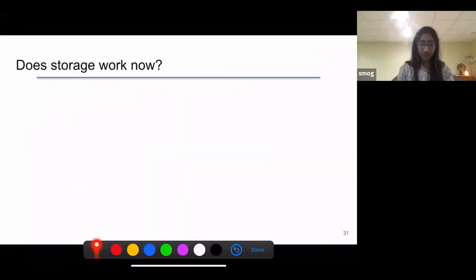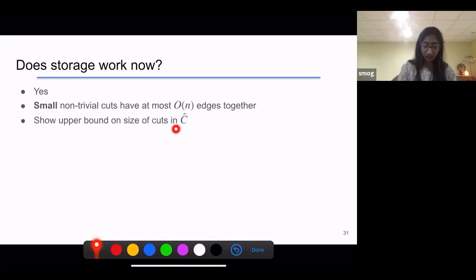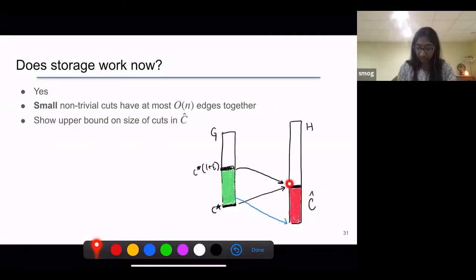So now what we're going to do is see, now that we have separated these trivial min cuts, does our storage work? And it turns out yes, our storage does work now. What we can show is that if we have some set of small non-trivial min cuts, then they will have at most O of n edges together. And what that means is we want to say that all of the cuts in C hat are small. You might be thinking, we already showed that all of the cuts in C hat must be small because they're only some factor away from the bottom of the stack, right?